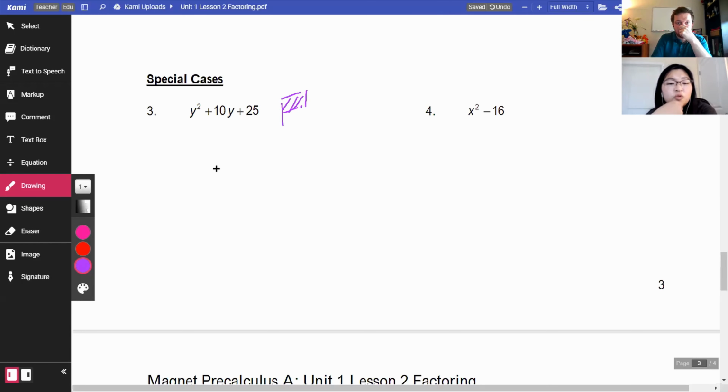All right. And then, well, 5 and 5, they add up to 10. Sweet. So I think you just found the two numbers. We got y plus 5 and y plus 5. Sorry if I just made the microphone pop. We got y plus 5 times y plus 5. We have decomposed this. We have factored this. Right? Two smaller expressions that multiply to a larger expression.